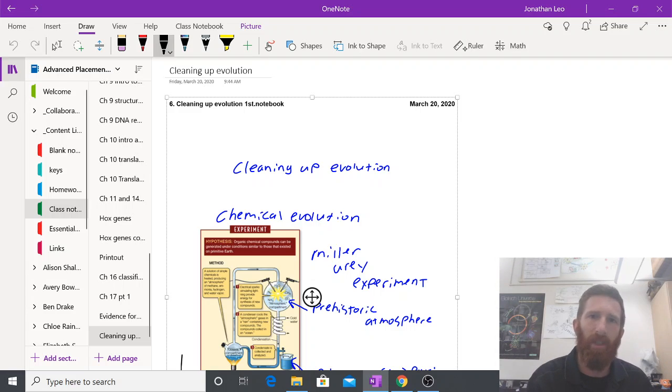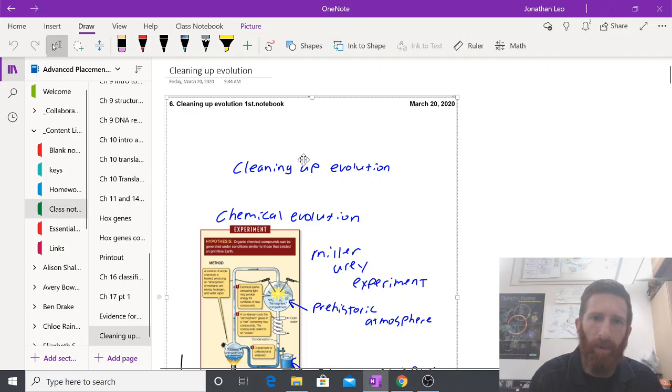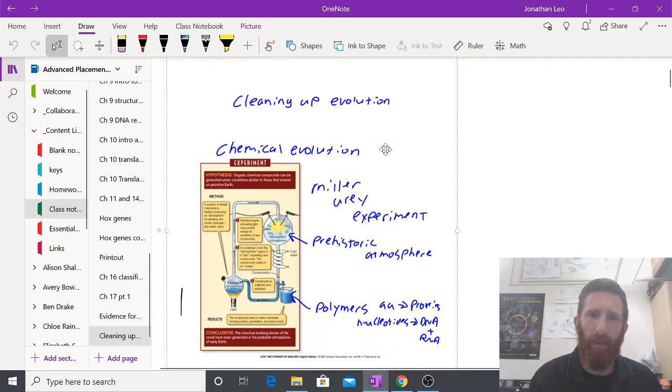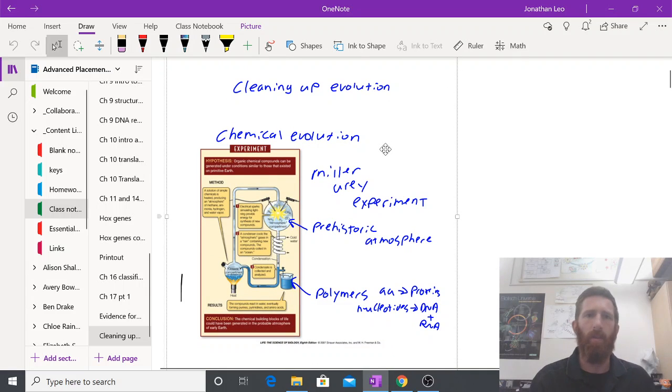This is not any specific chapter. Like I said, this is just going through and kind of hitting the high points. So thing number one is that to get life on Earth, first we have to have biological molecules. We have to have organic chemistry, right?